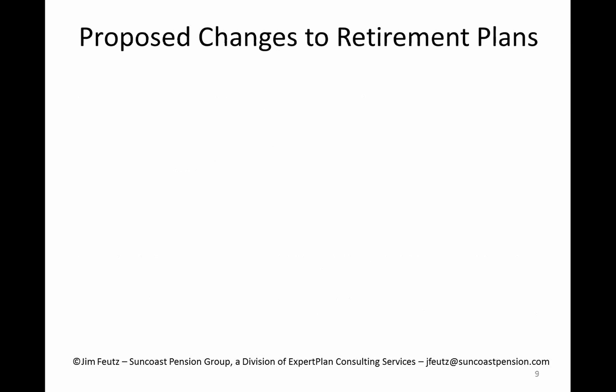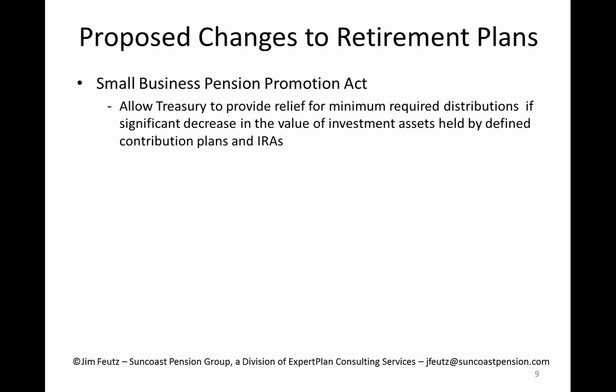Now let's get into some of the proposed changes to the retirement plans. One of the bills that has been proposed in the last couple of years is the Small Business Pension Promotion Act. This would allow Treasury, first off, to provide relief for minimum required distributions if there's a crash in the market. In other words, if there's a big decrease in investment assets held by defined contribution plans and IRAs. This was similar to the law that was passed that allowed people to forego their minimum required distributions in 2009. But this would allow Treasury to do it rather than having to pass a law to do it.